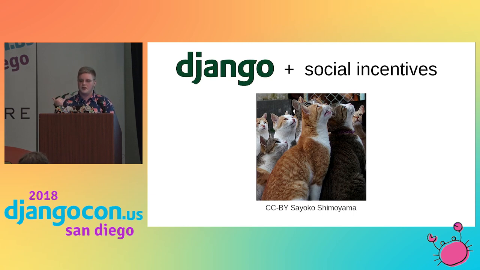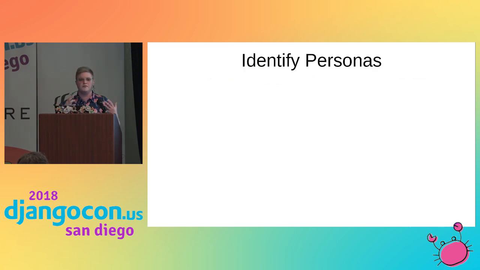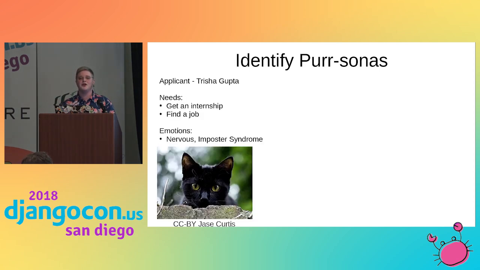So as part of this new website that I was making, one of the first things I did was to identify some user personas. But since this talk is called Herding Cats with Django, I will refer to them as personas. So this is our first persona. This is an Outreachy applicant, and her name is Trisha Gupta. She's a college student in India.